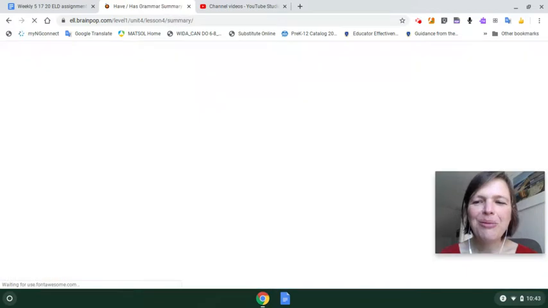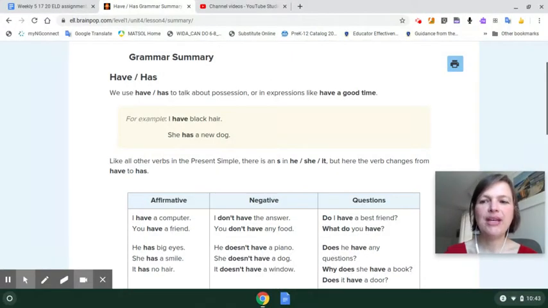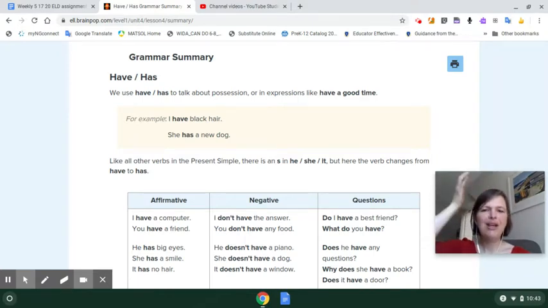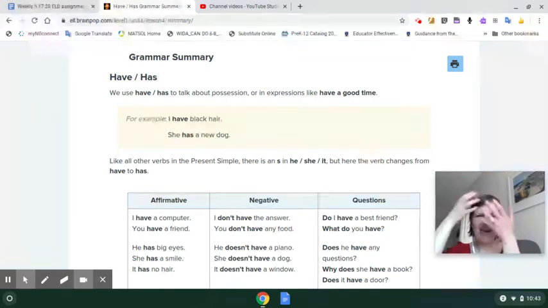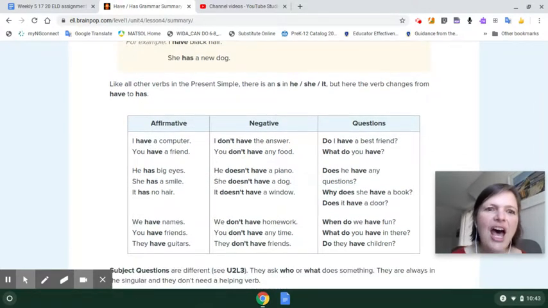In the grammar summary, we talk about having, when we talk about possession, something I have, like I have a book, I have a pencil. You could say I have brown hair. If I had yellow hair, I could say I have blonde hair, or I have black hair if it was dark. I could say I have short hair, or I have long hair, or I have curly hair. And for friends, you could say, I have a friend, you have a friend. So that means possession, the things that we have.